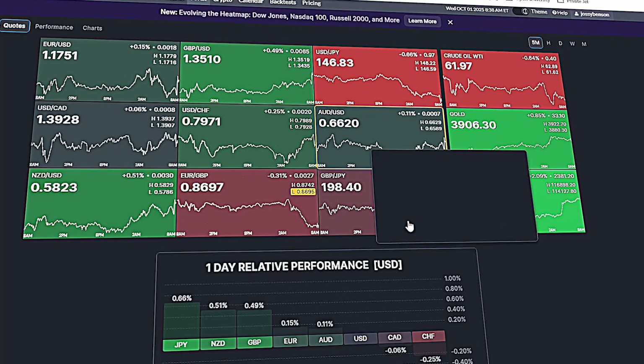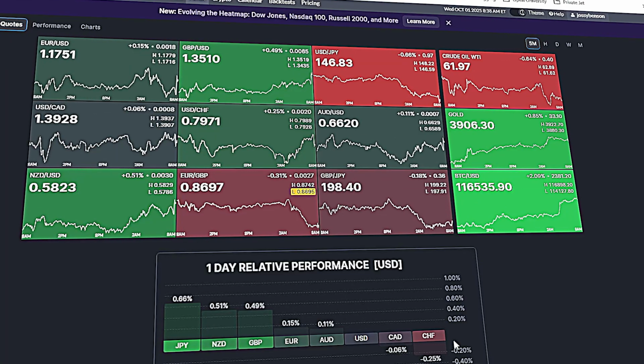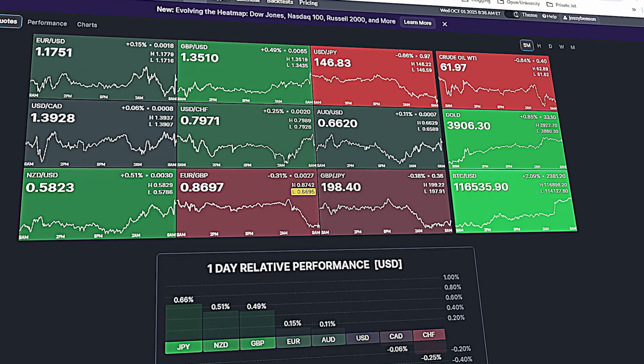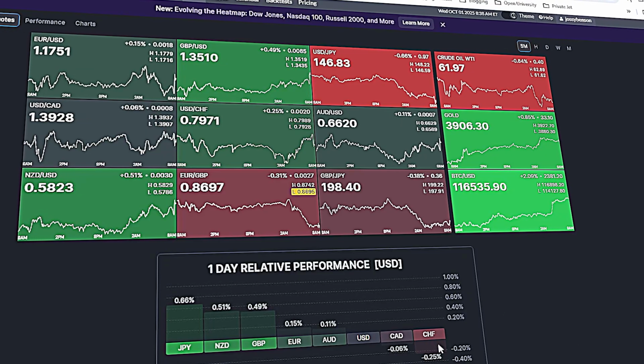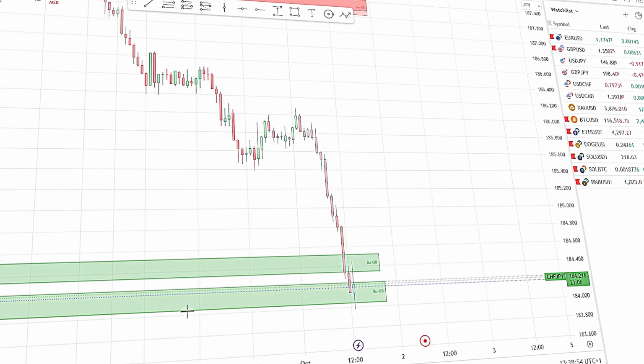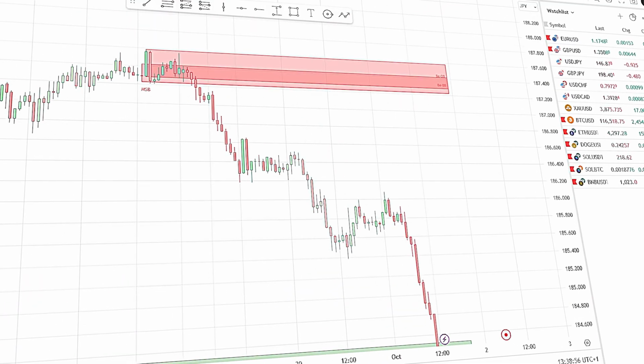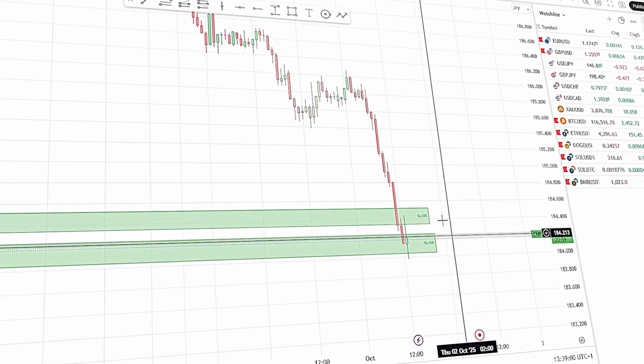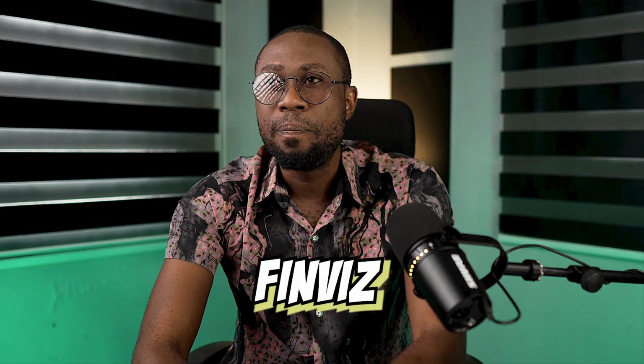If you take a look again at Finviz.com, you can see JPY is rising because it's the quote currency, while the CHF is falling, which is the base currency. And if you go back here, you're going to see that CHF JPY is falling at the moment, right? Beautiful. This is one thing I want you to learn. Now, this is one power that I think you need to learn. One good thing you need to learn about Finviz.